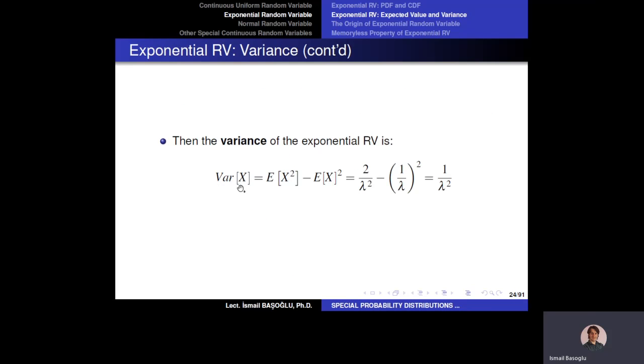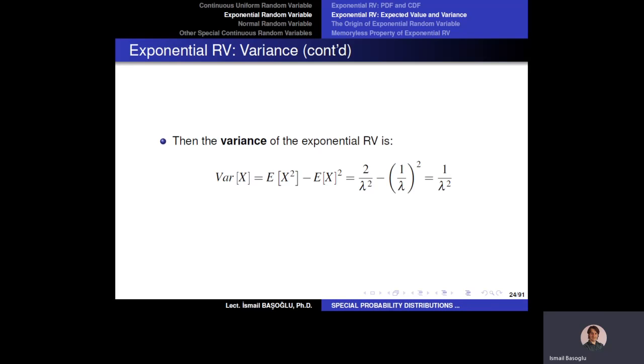In order to compute the variance, remember, we subtract the square of the expectation from the expected value of x squared, which is going to be 2 over lambda square minus square of 1 over lambda, and it is going to be 1 over lambda square. So as a result, you can see the expected value of an exponential random variable which has the rate parameter lambda is going to be 1 over lambda, and its variance is going to be 1 over lambda square.